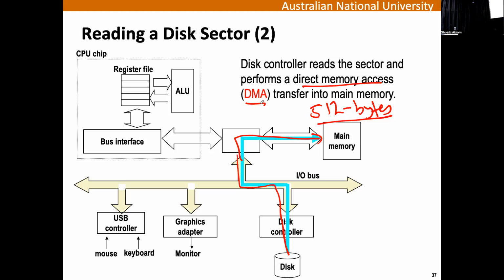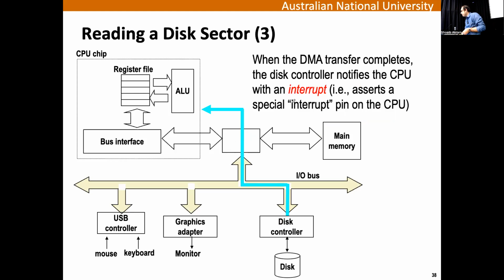Now, how will the CPU find out eventually that the transfer is complete? What can the disk controller do to tell the CPU, hey, I need your attention? Interrupt, right? Interrupt. And finally, the disk controller interrupts the CPU. Hey, your transfer is complete. And the kernel will now context switch to the process that initiated the disk transfer, because now the data that process needs is in memory.